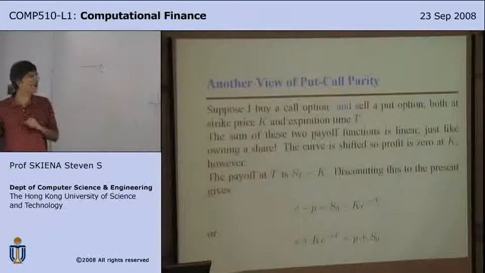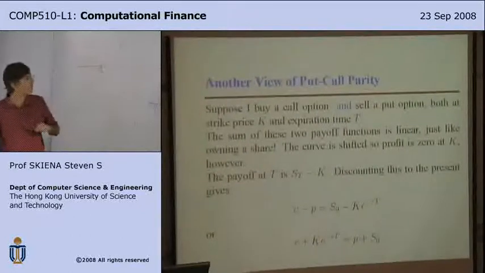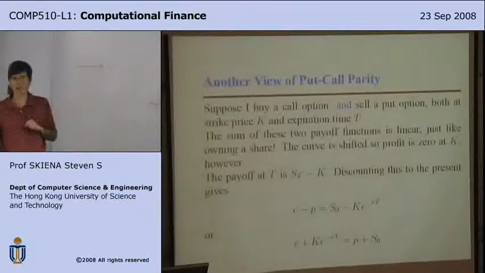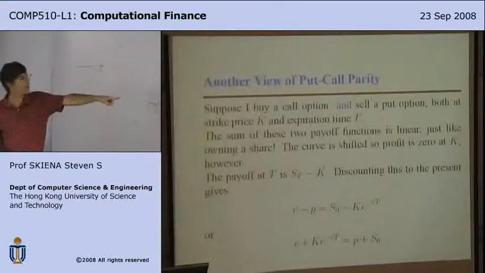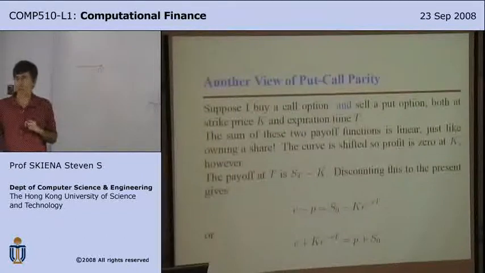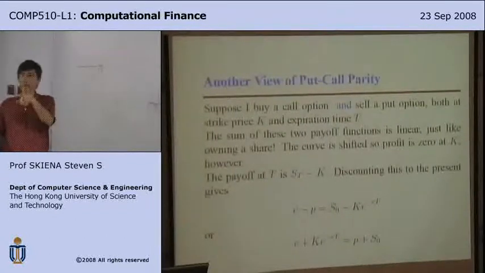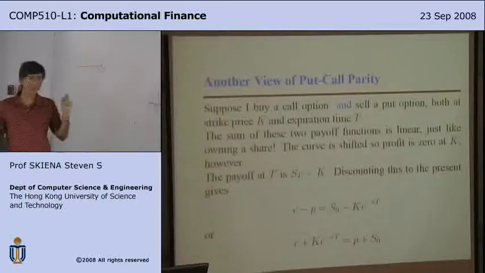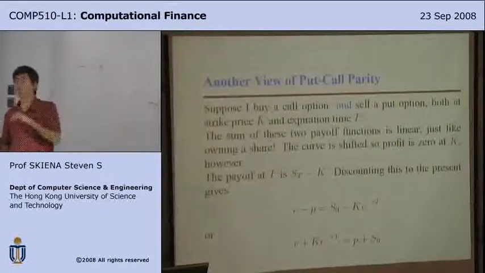So if you believe that argument, the portfolio consisting of me owning a call and selling a put, meaning C minus P, has got to be the current price of the stock minus the discounted value of the strike price. Okay? And rearranging those terms is exactly the put-call parity relationship. Any questions here?